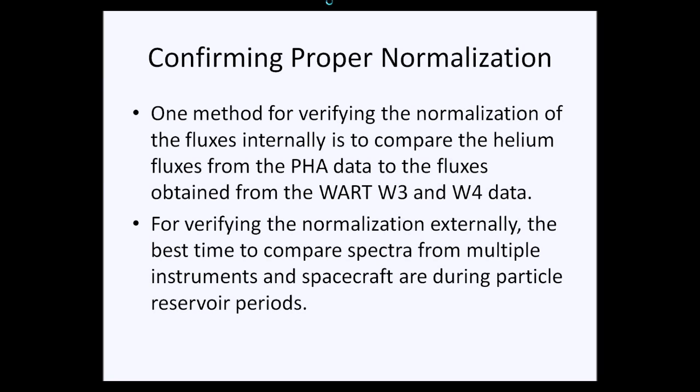Externally, we can verify the normalization by comparing the spectra derived from the PHA data to those from other instruments on board ACE and Ulysses, which measure low-energy cosmic rays, such as CIS on board ACE and COSPIN on board Ulysses. Also, during particle reservoir periods, the spectra between ACE and Ulysses should be nearly identical, and that will serve as a good way to evaluate the normalization of our calculated fluxes from the PHA data.